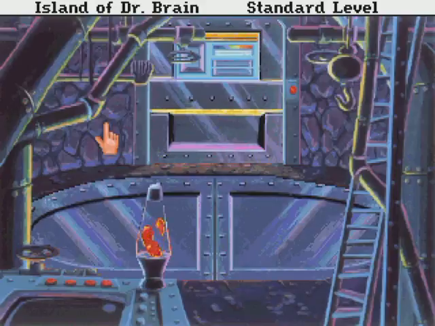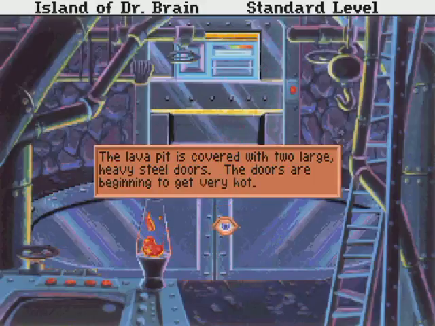Greetings and welcome to another episode of Let's Puzzle this Island of Dr. Brain. Alright, so it didn't take quite as long as I thought it would, but it still took quite a while. Plus we discovered two large heavy steel doors.